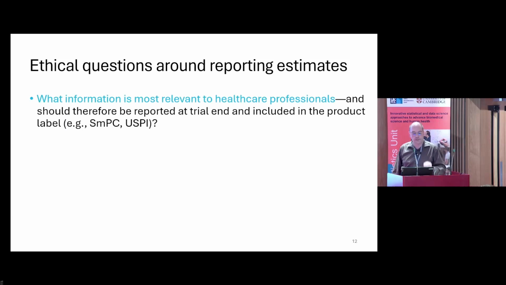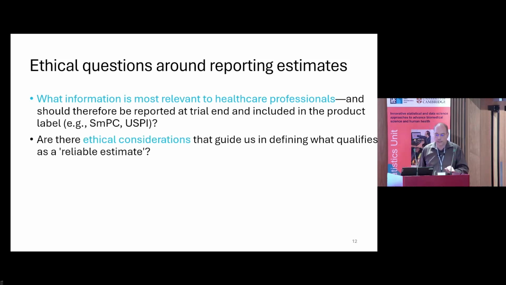So what information is most relevant to healthcare professionals and should therefore be reported at trial end and be included in the product labels such as the SmPC or the USPI in the US? Are there ethical considerations that guide us in defining what qualifies as a reliable estimate?